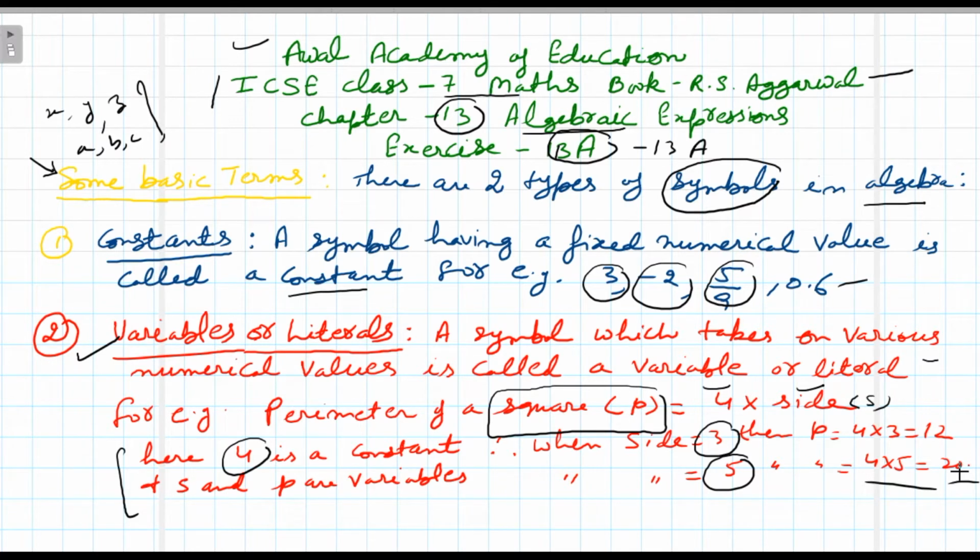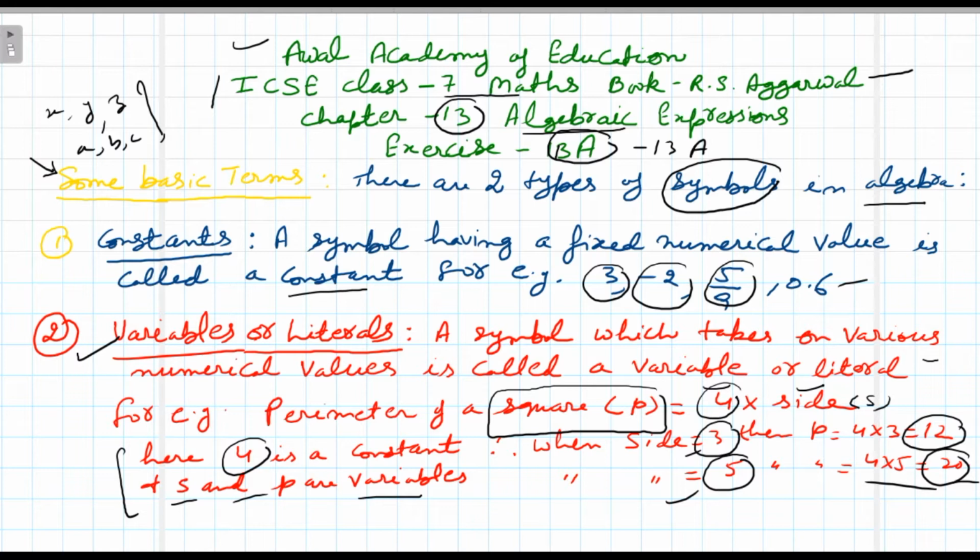Therefore perimeter and side, or S and P, are variables here because their value is changing with the change of side. Perimeter's value is changing with the change of side, whereas 4 is a constant. It will remain constant. It is in the formula of perimeter of the square, 4 into side, so it is a constant, right?